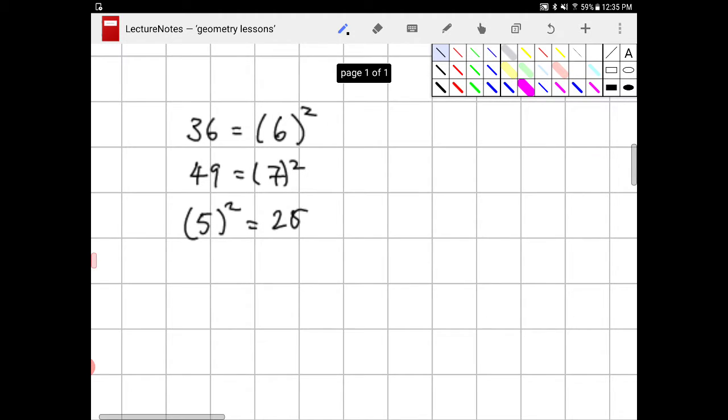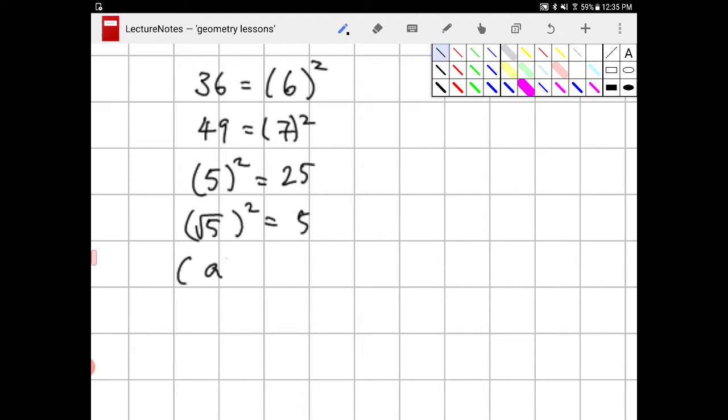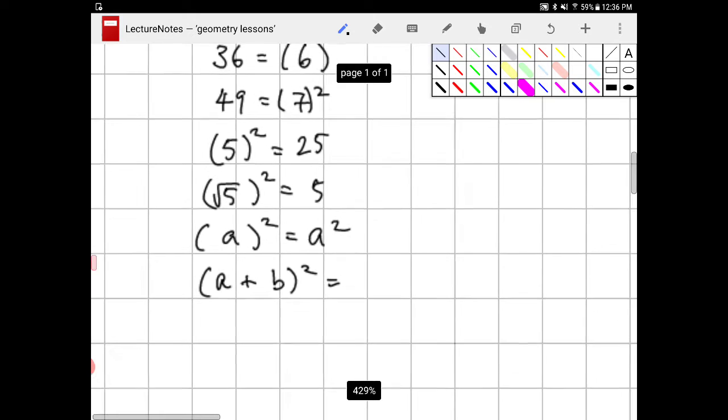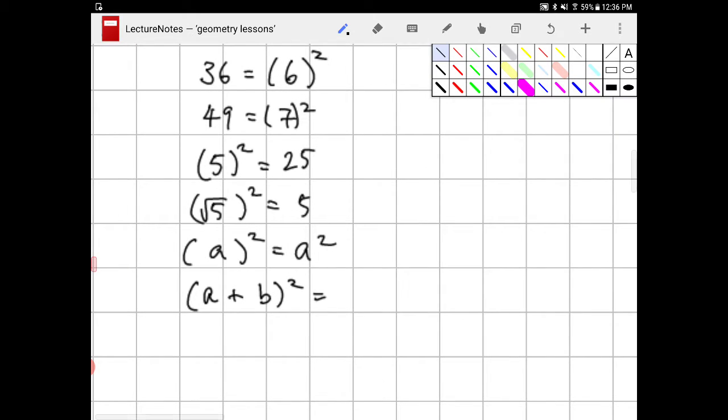And actually, I can do this with almost anything. I can say that this is a perfect square, right? I can say that this is a perfect square. I can also say that this is a perfect square. It's getting a little more abstract, right?